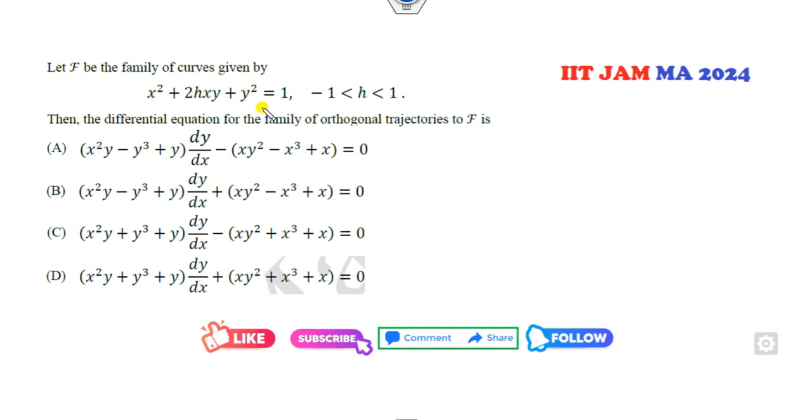Look at this another one. F is a family of the curve. Your target is to find the orthogonal trajectory. Fine. If you look at the options, h is not present. Can you find the value of h easily from this? Y square minus 1 over xy is equal to 2h. Fine. Minus 2h, I call minus 2h another constant here.